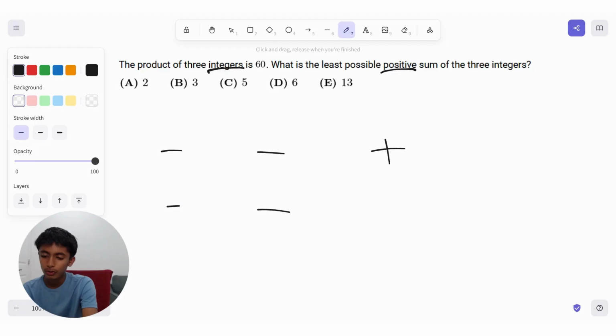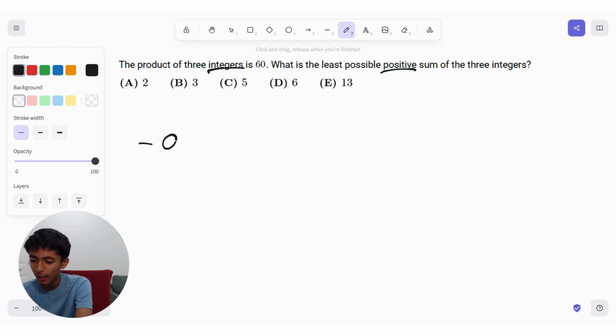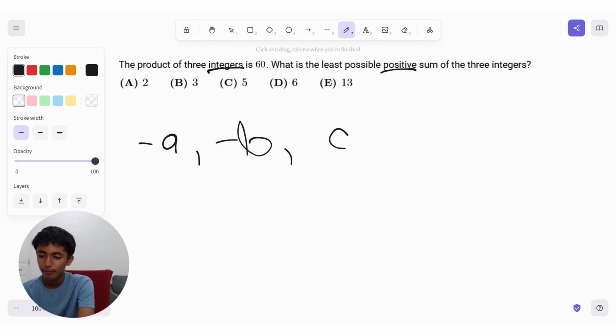And the reason we can't have three negatives is because then they would all multiply to a negative number, but we can see that 60 is a positive number. So, now that we know this, we can make variables. To keep the variables positive and our calculation simpler, I'm going to make one of the numbers negative a, not a. So the number a is going to be positive, but not negative a. Negative b, and just c. So c is our positive number, and a and b are our negative numbers.